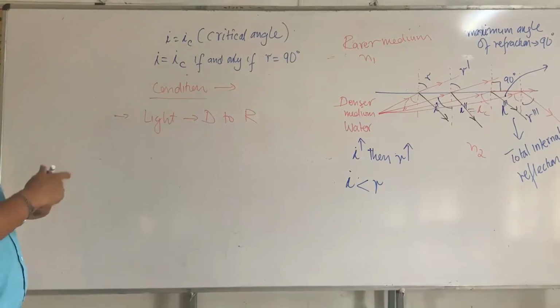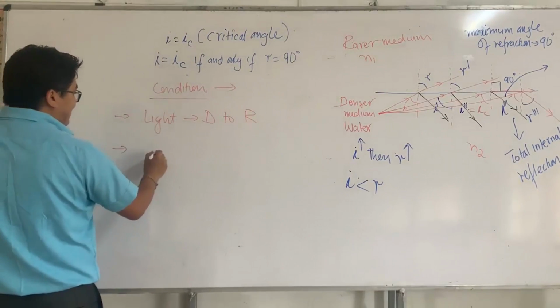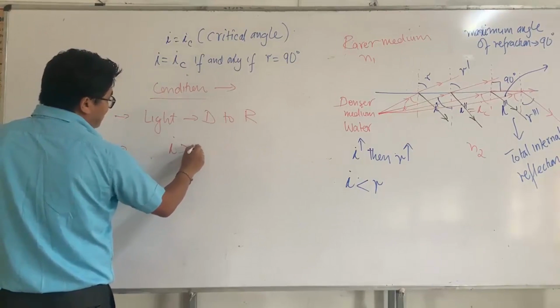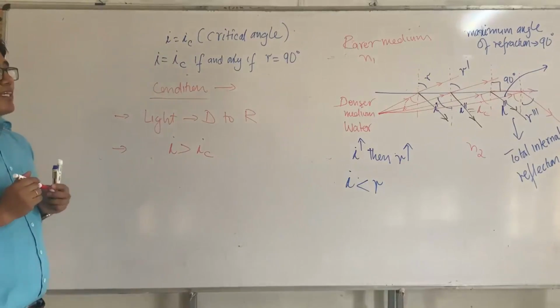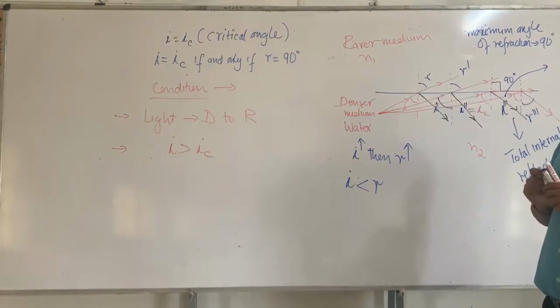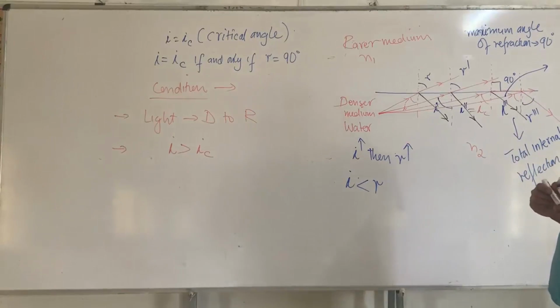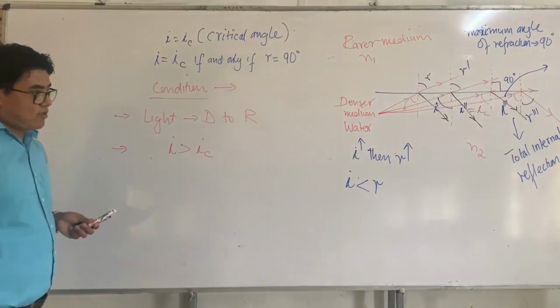Light has to go from denser to rarer. The second condition is that the angle of incidence must be more than the critical angle. These are the two conditions that should be satisfied for total internal reflection to take place. Light should go from denser to rarer medium.